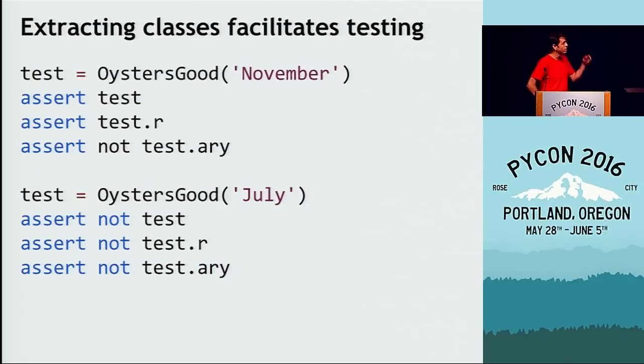So later on, you can go through here, create the class on its own, and then test all of the sub-conditions that actually caused oyster season to be the right time to eat oysters. So you extract a class to maximize the testability, and that's why you do this refactoring.